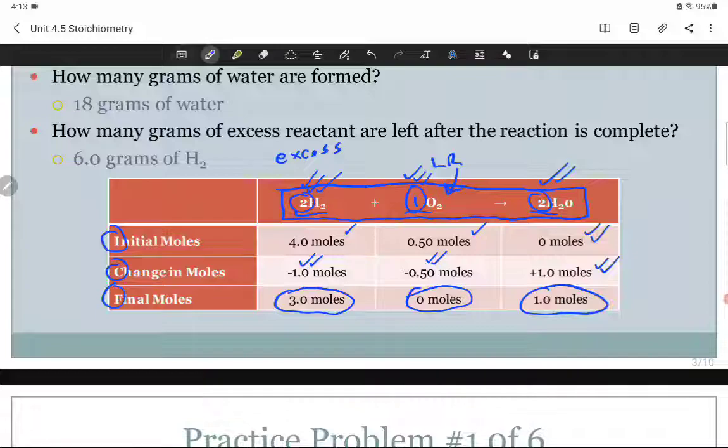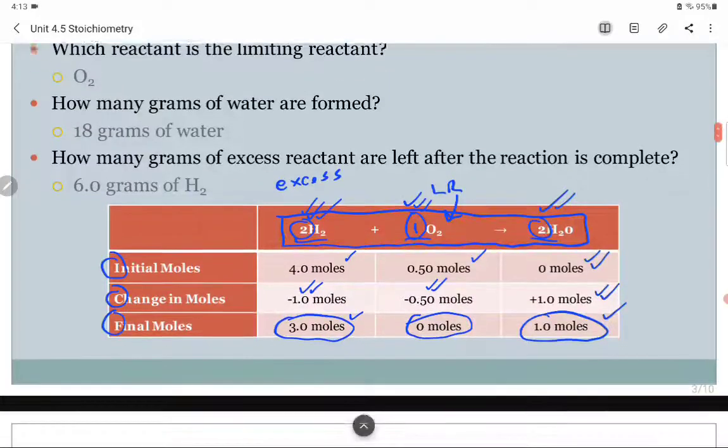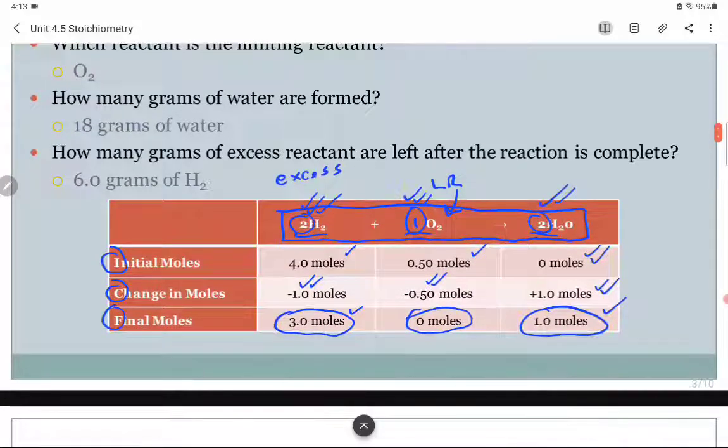The only thing it doesn't answer is if you needed to know something about grams. Those are moles. So I think I have a couple more parts here. One of the parts of the question was how many grams of water can be produced. Well, we can convert 1 mole into grams, and that's 18. And then if you wanted to know how much excess reactant is left over as far as mass, you'd have to convert 3 moles of hydrogen gas into grams.